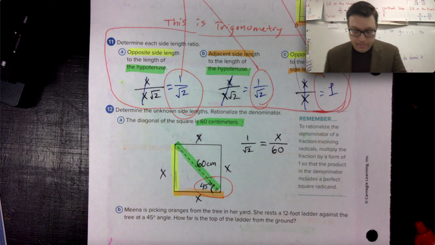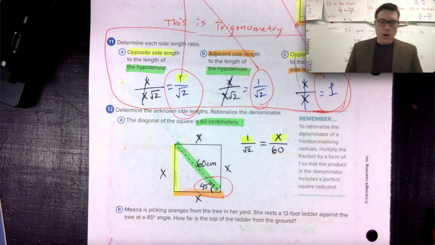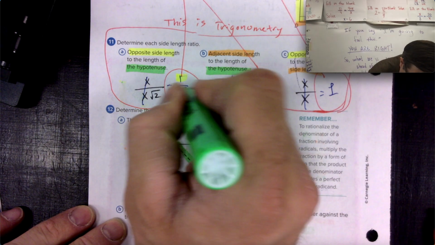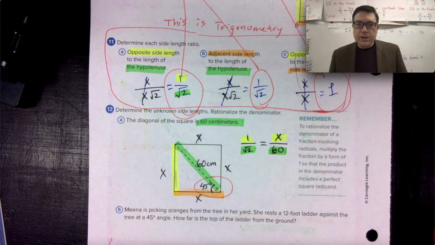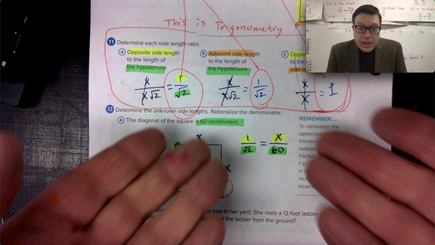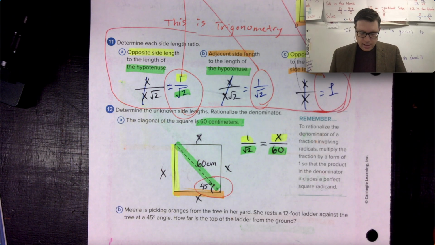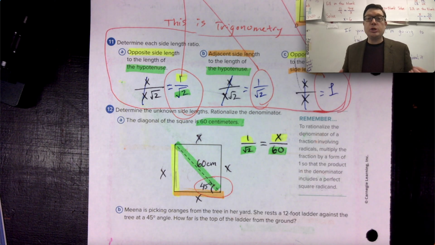Highlighting, by the way, 1 and x are all referring to the opposite side. Square root of 2 and 60 are all referring to the hypotenuse. Now what we need to do is take this proportion and solve for x. Not even cross multiply. Cross multiply is actually doing too much. But if you're stuck, you could cross multiply.